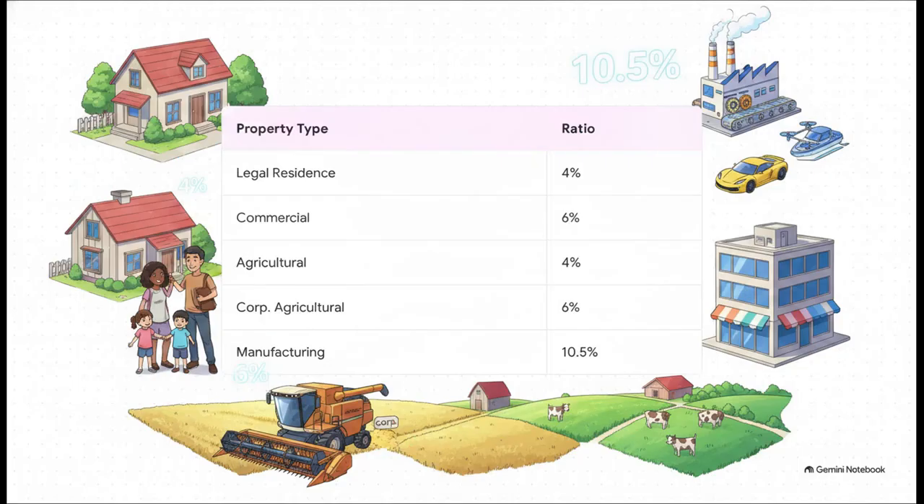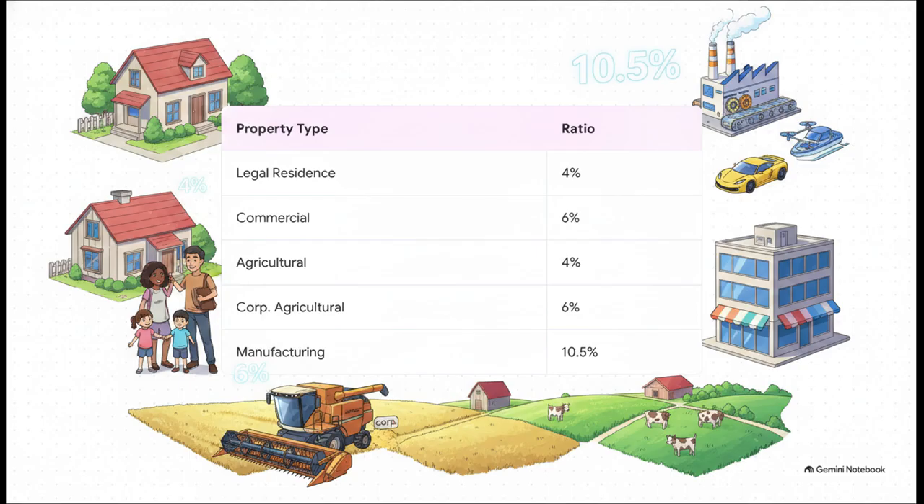Wild, right? Now, let's talk about that assessment ratio. South Carolina's constitution strictly dictates these varying ratios, and it's absolutely crucial to understand them. If a property is your primary, owner-occupied legal residence, you get a highly favorable 4% ratio. But if it's a commercial property, a second home, or corporate-owned agricultural land, that ratio bumps right up to 6%. And for manufacturing, it's assessed even higher at 10.5%.